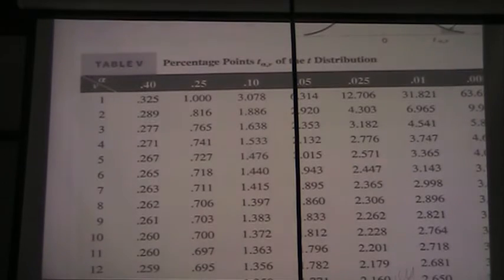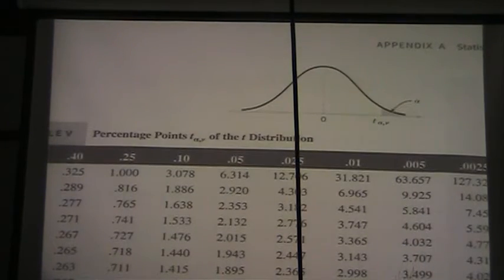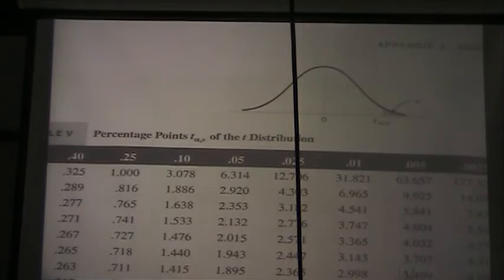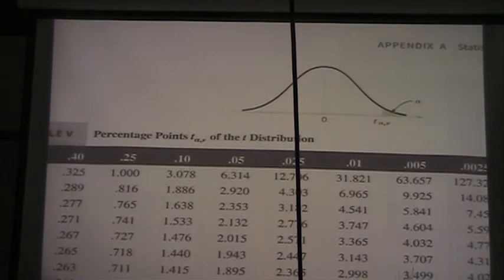All right, so now I'm not just going to stop there. Instead, I'm going to go through some examples of how we find our T alpha divided by 2 and how we find our T alpha with whatever number of degrees of freedom. All right, so I brought my good old 5th edition book.